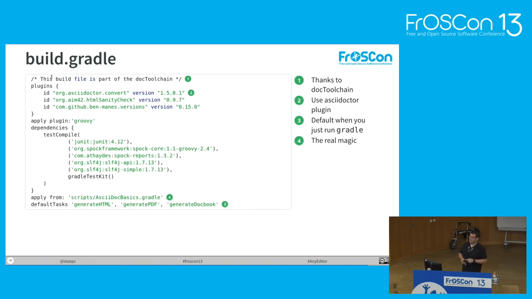And that's the Gradle file. Quite easy. I think the most important things here are the version numbers. When there is a new version of Asciidoc to convert, we can just increase the numbers. And the last line is the default task, what Gradle will start. It's like make. When we just start the command gradle, it will generate HTML, generate PDF, and generate DocBook. So we get three formats when we just use gradle here.